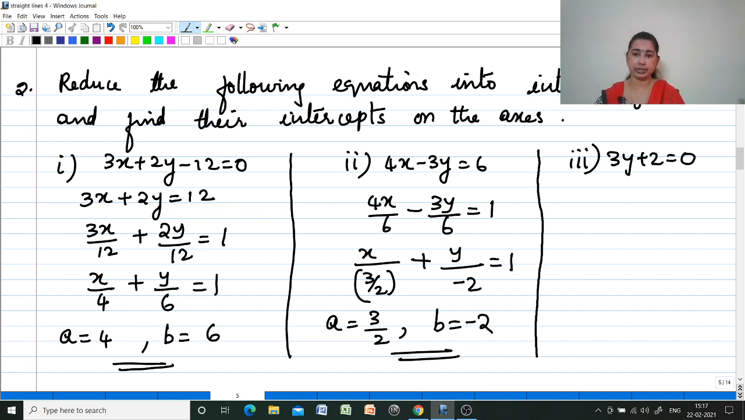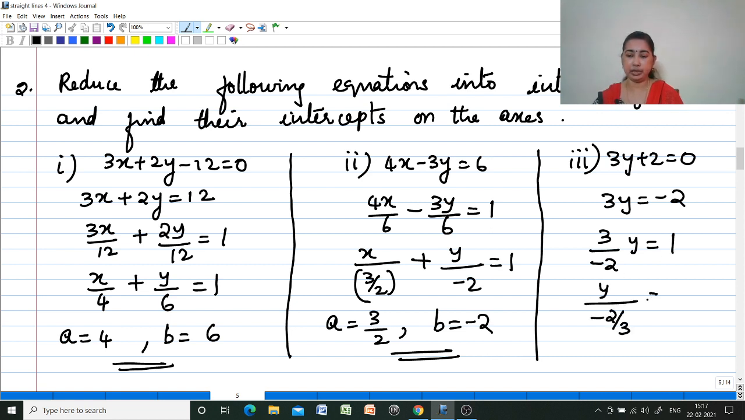Now the third one is 3y + 2 = 0. So 3y = -2, that is y/(-2/3) = 1. The x-intercept is not there, there is no intercept on the x-axis, whereas the y-intercept we can get from here, that is -2/3.